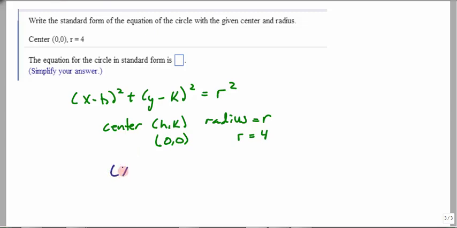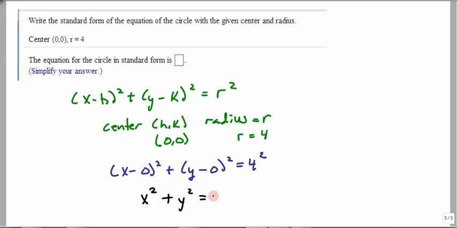So what we would write is x minus 0 quantity squared plus y minus 0 quantity squared equals 4 squared. But in my math lab, you'll see that it says simplify your answer. So x minus 0 is just x, so this is going to be x squared. y minus 0 is just y, so this would be y squared. And of course, 4 squared is 16. So this is the standard form of the equation of that circle in simplified form.